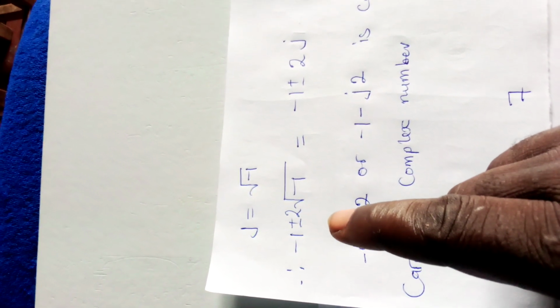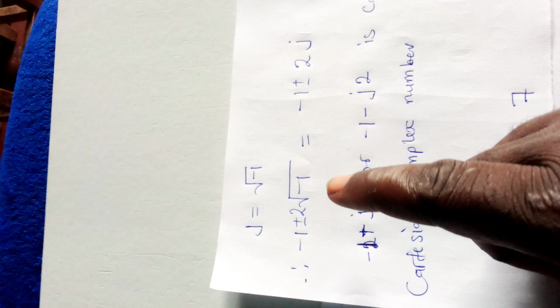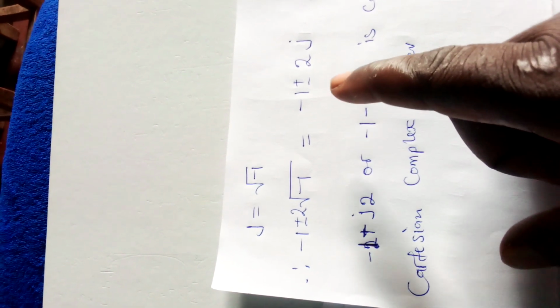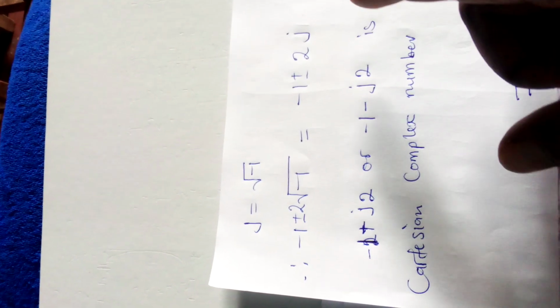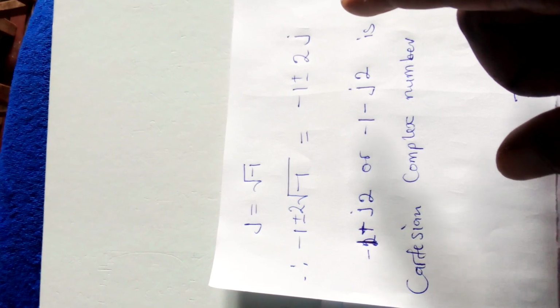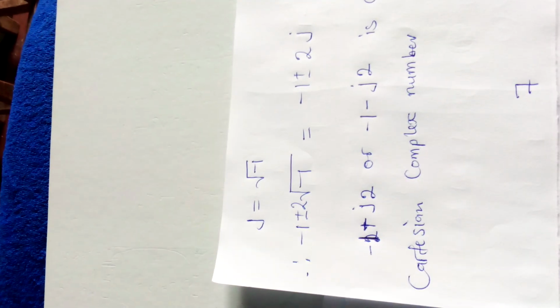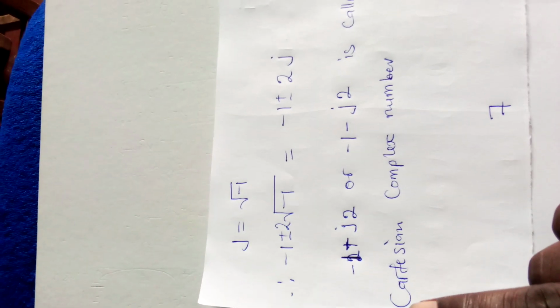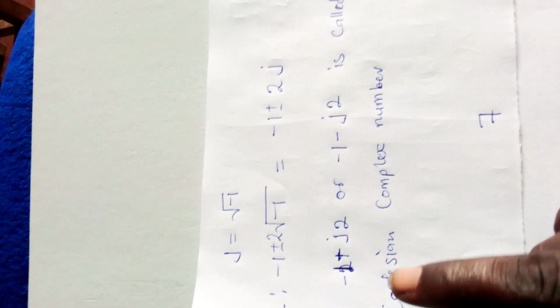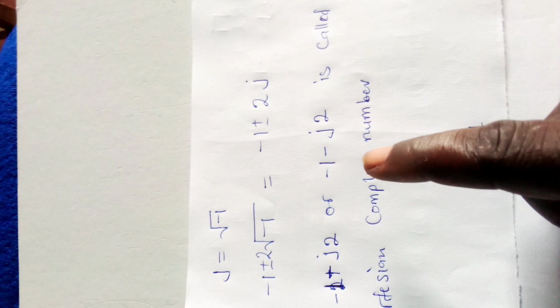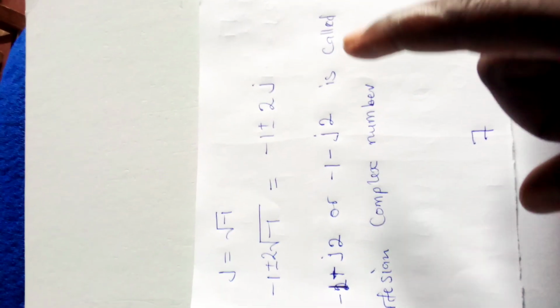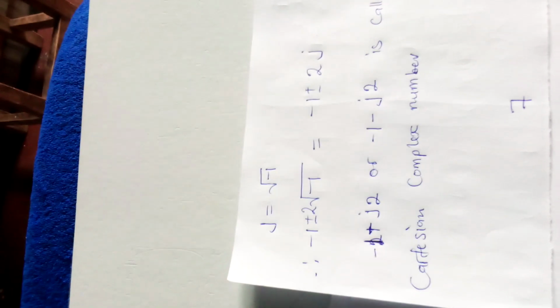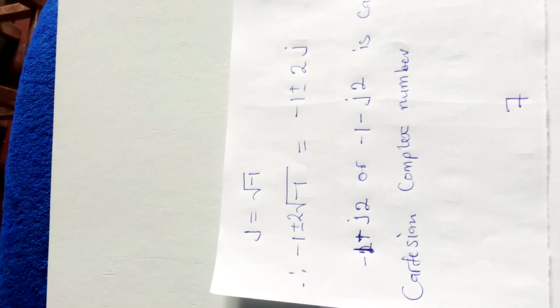Negative 1 plus or minus 2j. Where there was a square root of negative 1, there is a j. Therefore, the solutions negative 1 plus j2 or negative 1 minus j2 are what they call Cartesian complex numbers.